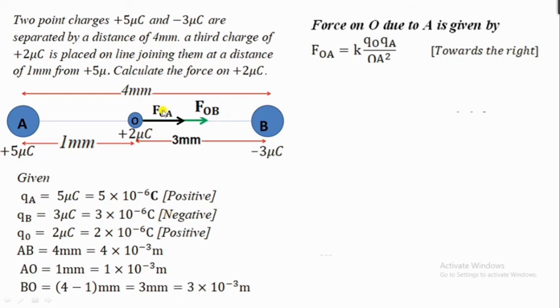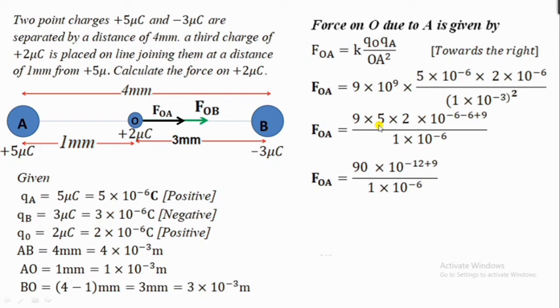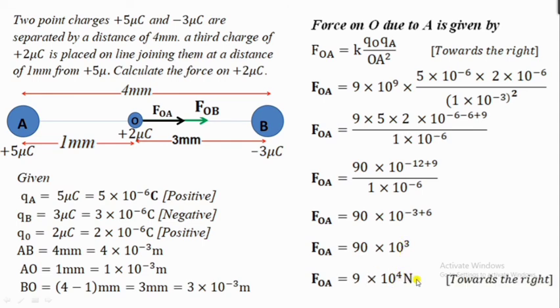Now force on O due to A is given by this expression, and the force is towards the right because these two are positive, so A will try to repel O. So when you put the values, now this 6 will go up, and I'll add and subtract the powers of 10 accordingly and multiply the numbers. So I'm left with 90 into 10 to the power 3, so I can write 9 into 10 to the power 4, and this force is towards the right.